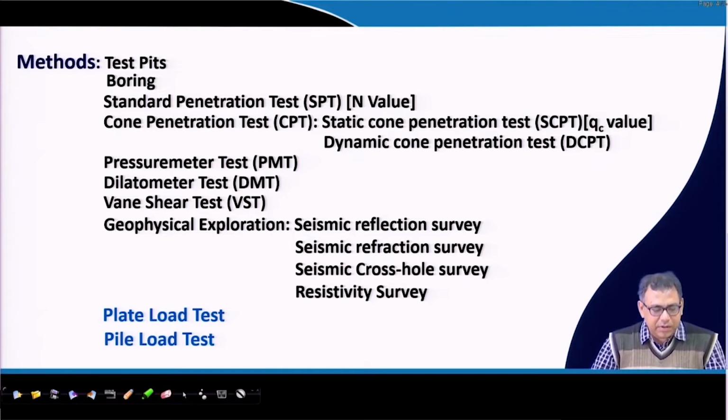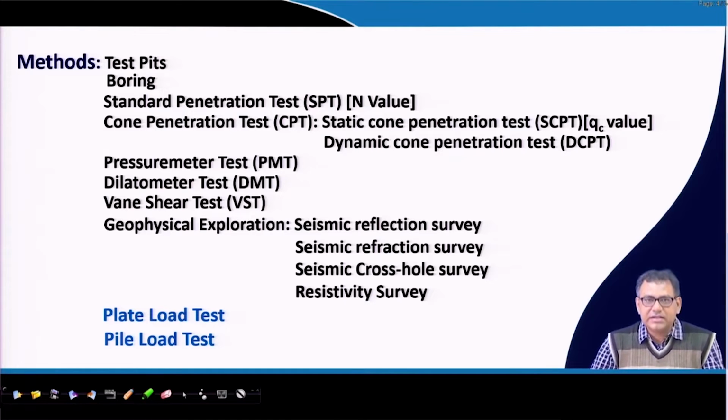So, these methods are test pits, boring, then the penetration tests like the standard penetration test (SPT) or cone penetration test (CPT). The cone penetration test is of two types: one is the static cone penetration test (SCPT), and the other is the dynamic cone penetration test (DCPT). Then the pressure meter test, dilatometer test, vane shear test, and different geophysical exploration methods like seismic reflection survey, seismic refraction survey, seismic crosshole survey, and resistivity survey.